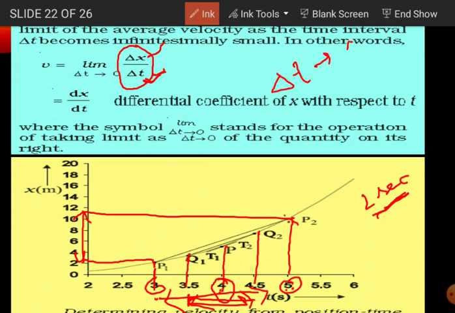We write delta t tends to 0 with an arrow. Then we simply write that the limit of delta x by delta t when delta t tends to 0 is the differentiation of x with respect to time t, or you can call it the differential coefficient of x with respect to t. So you can easily find the instantaneous velocity by taking the differential coefficient of the distance covered with respect to time. We can easily find the instantaneous velocity from the graph by this method.